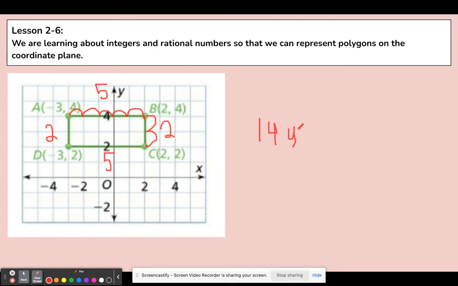So that's what we're doing today. We are taking distance on the coordinate plane, but instead of just having 2 points, we are figuring out the total distance around a figure.